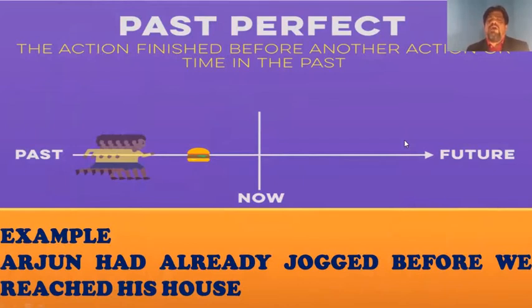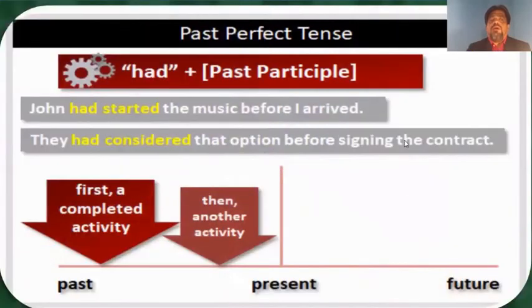Example, look at the screen, Arjun had already jogged before we reached his house. So before we reached his house at a particular point, but at that time, before that itself, he had completed the action of jogging. And that is why we could say Arjun had already jogged before we reached his house.